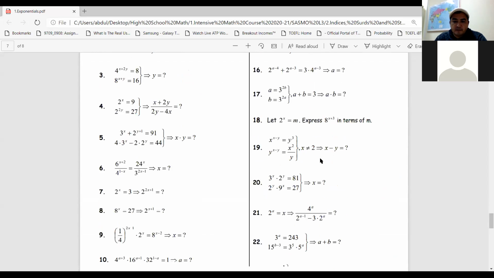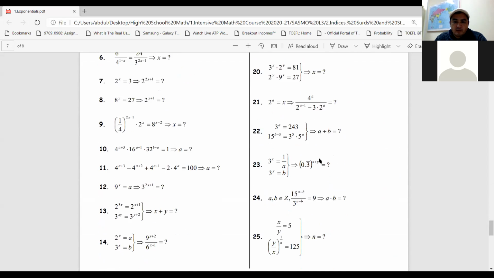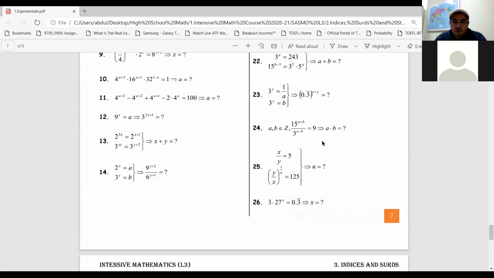Okay, test 3, which question? 24. Okay, you mean this question? Yes. All right. Okay. I found A divided by B, but I didn't find A times B. All right. Let me just copy this immediately.